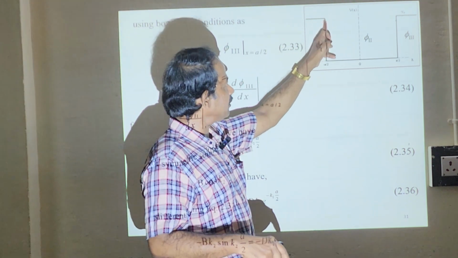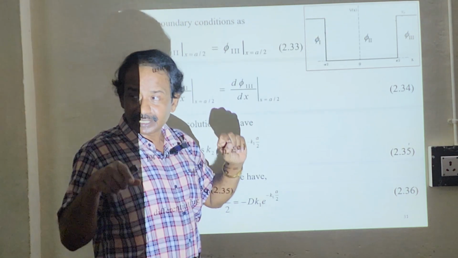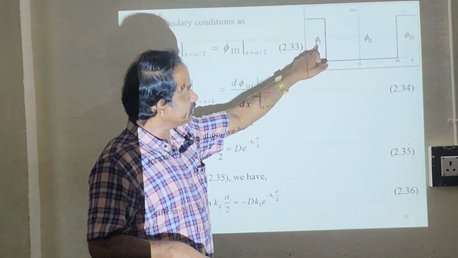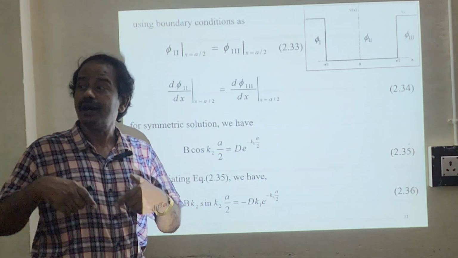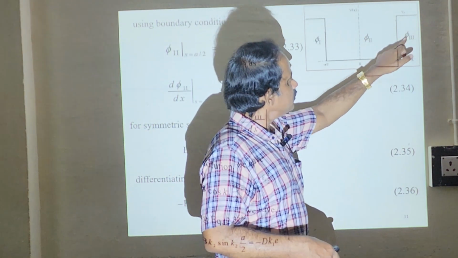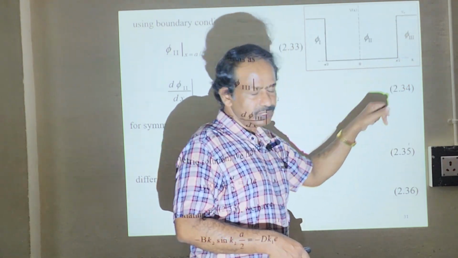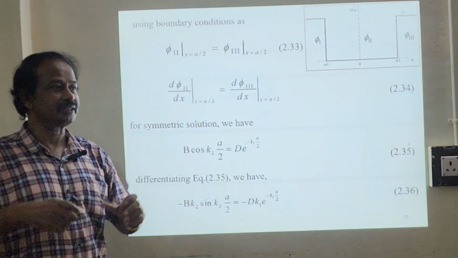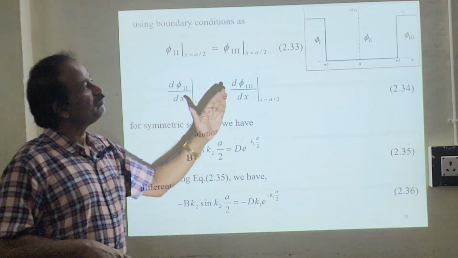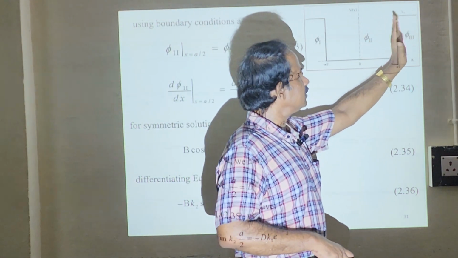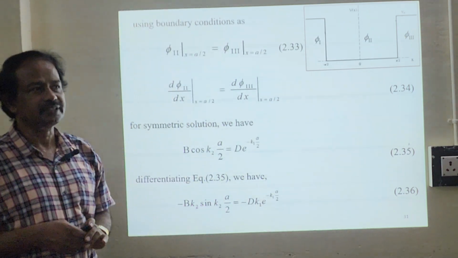Now this is the boundary. Either you can apply this condition, that is phi 1 equals phi 2 at x equal to minus a by 2, or otherwise phi 2 with phi 3 at x equal to a by 2. Either way you can do it and you will get the same answer. For simplicity, we are going to take this region to this region, that is phi 2 to phi 3.